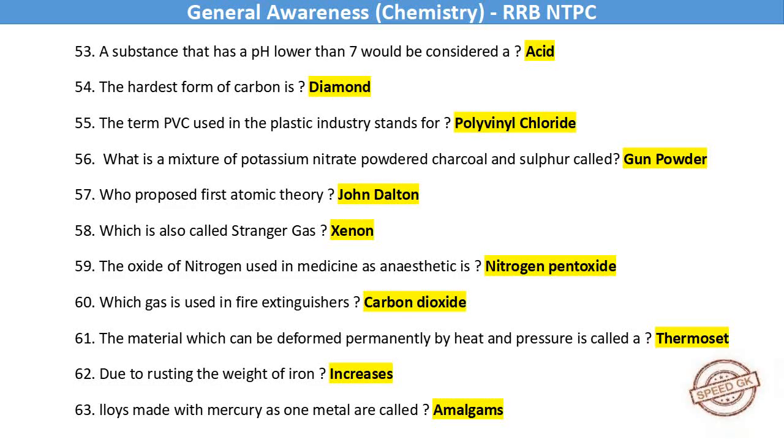Which gas is used in fire extinguishers? Carbon dioxide. The material which can be deformed permanently by heat and pressure is called a thermoset. Due to rusting, the weight of iron increases. Alloys made with mercury as one metal are called amalgams.